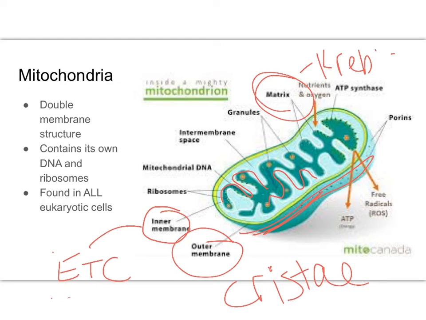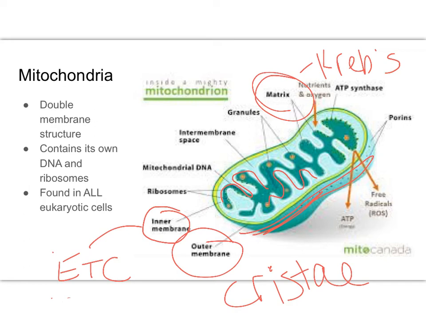And then if oxygen was present, that pyruvate moves into the mitochondria. Okay? And so then in that matrix is where the Krebs cycle is going to happen. Okay? And that Krebs cycle is going to help produce electron carriers that are going to help power those electron transport chains. Okay? You're going to find mitochondria in all eukaryotic cells.